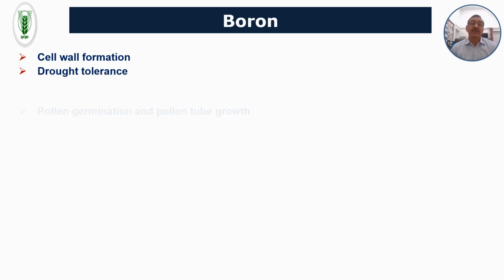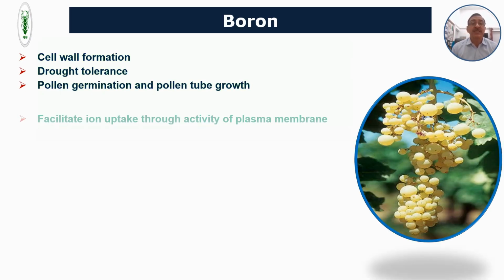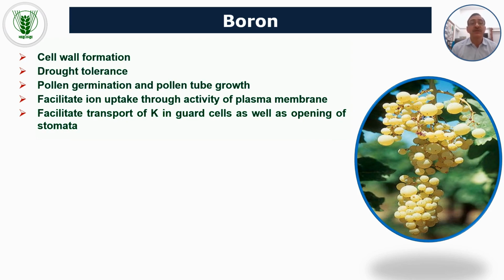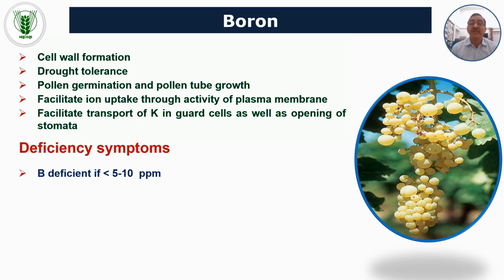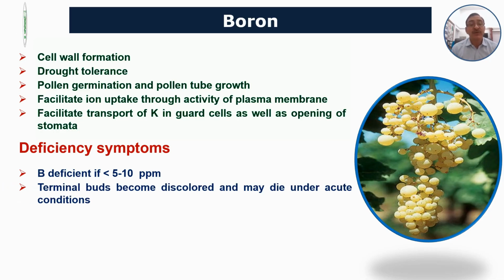Moving to the next, boron. Boron is required for cell wall formation inside the plant. It also provides drought tolerance. It is involved in pollen germination and pollen tube growth. It facilitates iron uptake through activity of the plasma membrane. It facilitates transport of potassium in guard cells as well as opening of stomata.